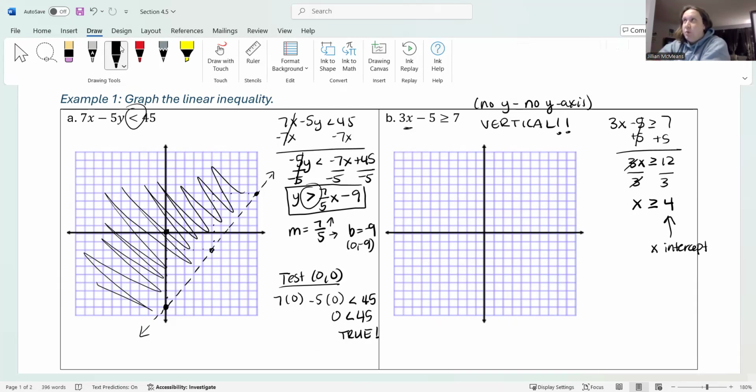Now we have to ask ourselves, when we draw this vertical line, is it going to be dotted or solid? In this case, x is greater than or equal to 4, so we do want a solid line. I'm going to do it in red, because when we do horizontal and vertical lines, it's sometimes hard to tell which is the axis and which is the line. So from the origin, we go to the right: 1, 2, 3, 4. We're going to draw a solid line that goes through 4 on the x-axis.